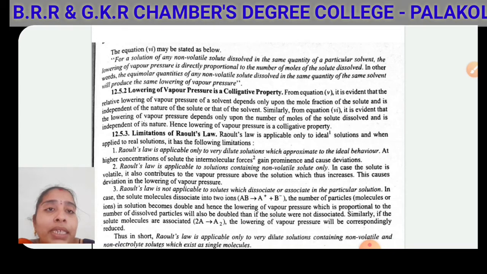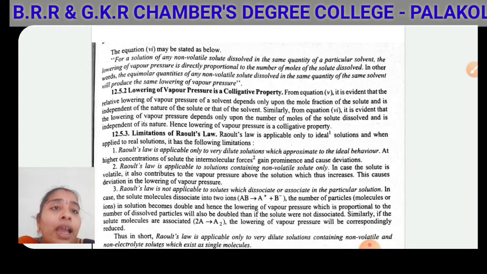The third limitation is that Raoult's law is not applicable to solutes which dissociate or associate in the solution. Dissociate means AB gives rise to A plus and B minus. Associate means 2A gives rise to A2, that is, 2 moles of acetic acid give rise to the dimer of acetic acid. The lowering of vapor pressure will be correspondingly reduced.